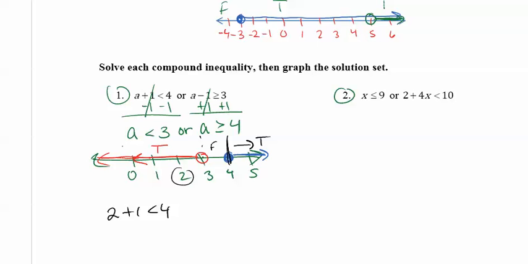So I need to try it in the inequality that it satisfies, which is this one. So that would be 3 is less than 4. And of course, that is true. So my inequality checks out.